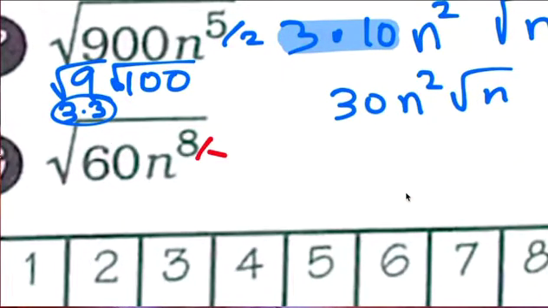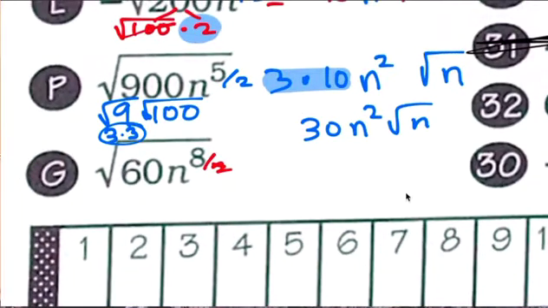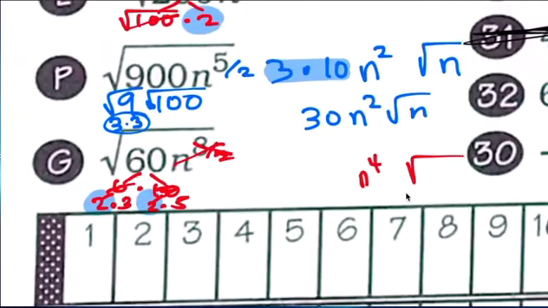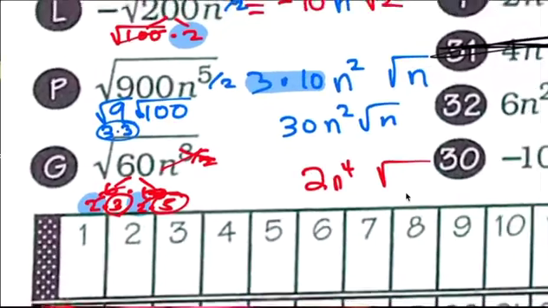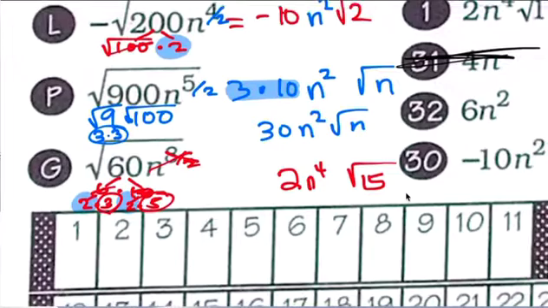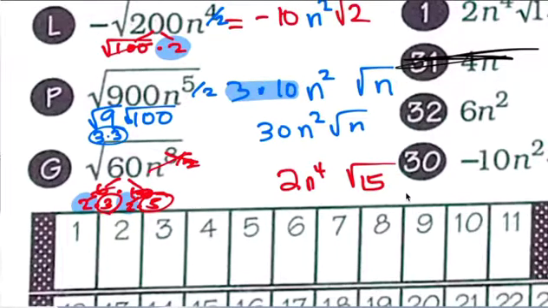Divide this by 2. So for sure we get n to the 4th. No n left inside. Square root of 60 is 6 times 10. Okay. 2 times 3 and 2 times 5. So we get one pair of 2's. So our answer is 2. And these don't have anything, so we just multiply them together, 3 times 5, they go inside. Multiply them together to get 15.